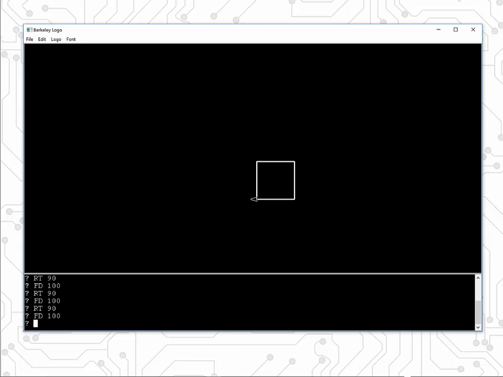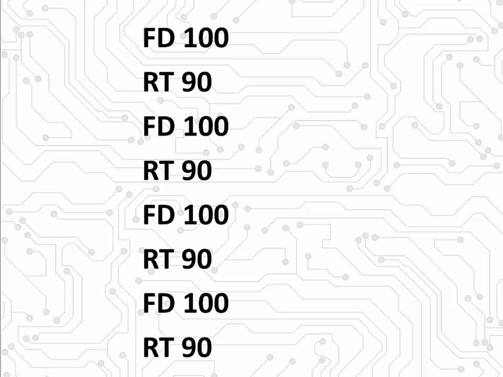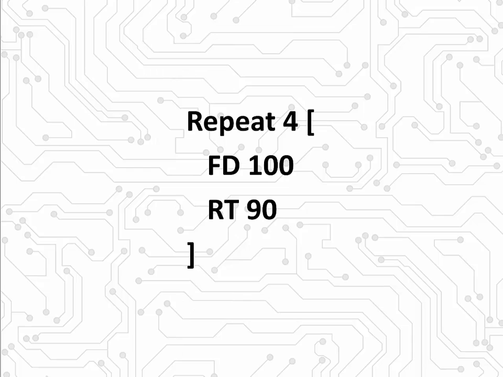Now notice that in order to make my square, I basically typed the same code, forward 100, right 90, over and over and over. Anytime you find yourself typing the same thing over and over in coding, there is an easier way. And in Logo, that easier way uses what's called the repeat command. By using a repeat, I can draw a square with this short little piece of code instead of that long piece of code you saw earlier.